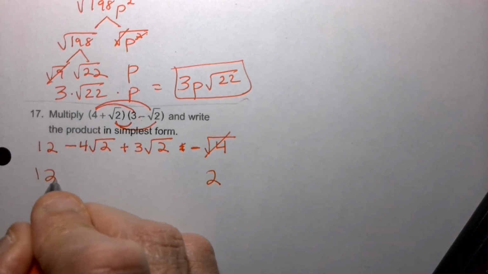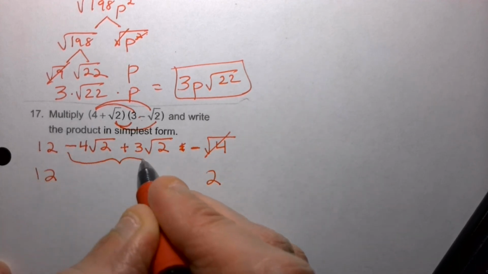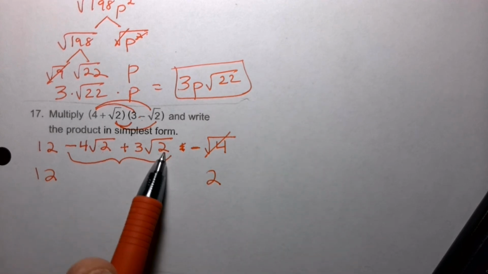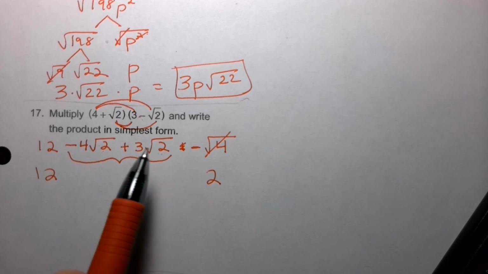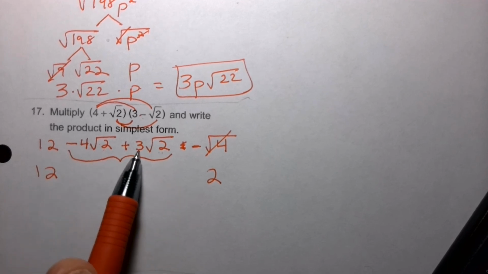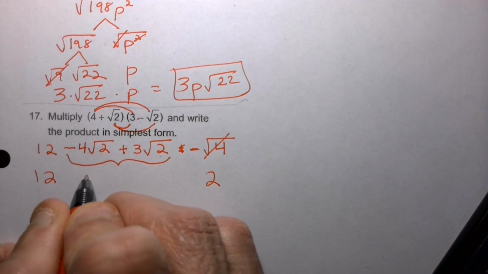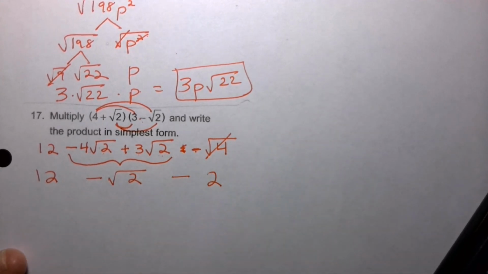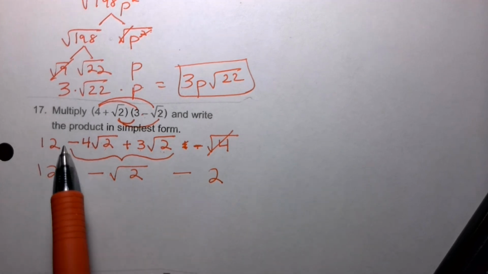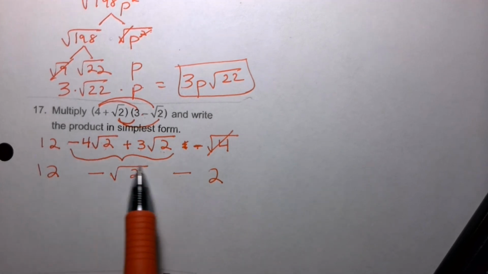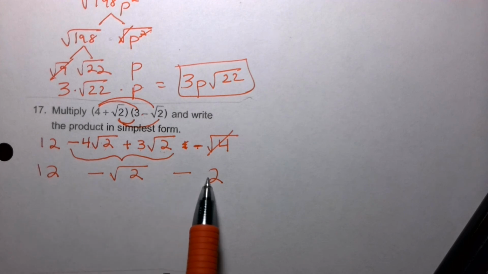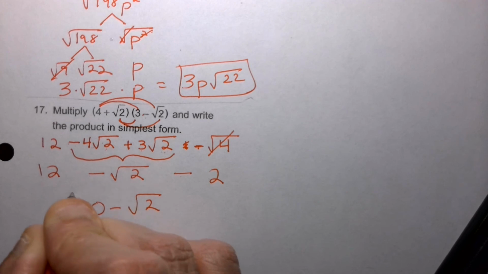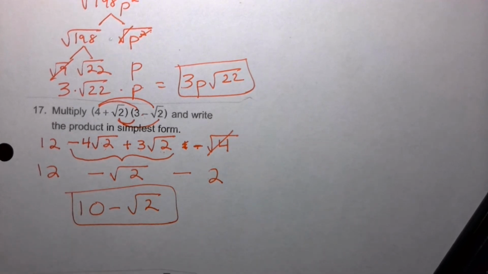So I've got 12 here. What happens with that? There's two things being added, and they both have the same radical here. So we have a negative 4 and a positive 3. So that is a negative 1, or just a negative root 2. And that was a minus. So I'm pulling everything down. 12 minus 2, I can put the whole numbers together, is 10. Right there.